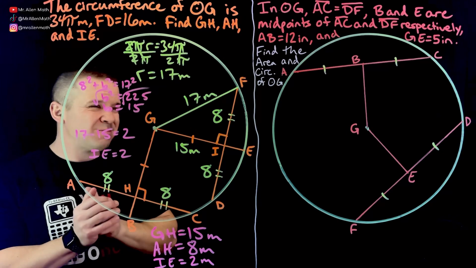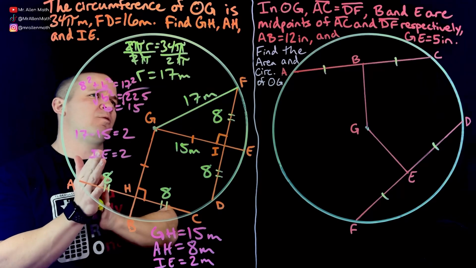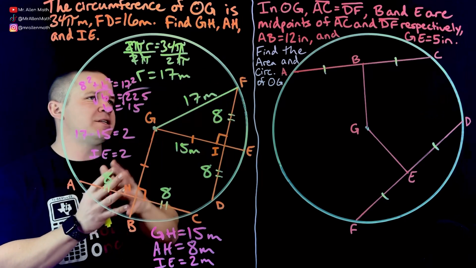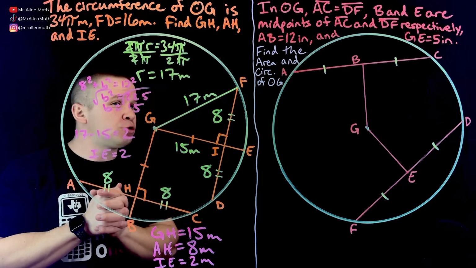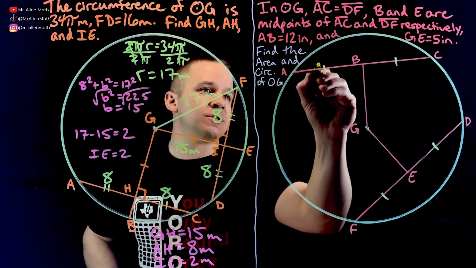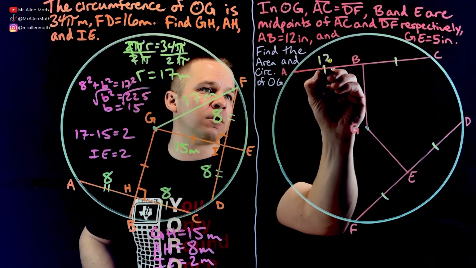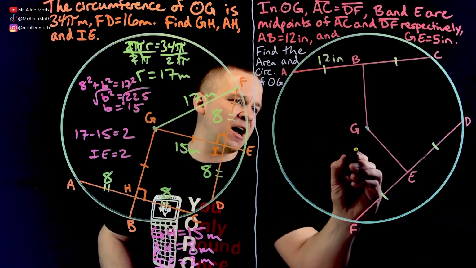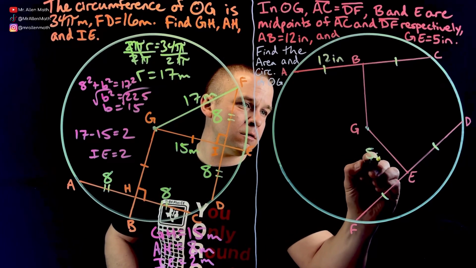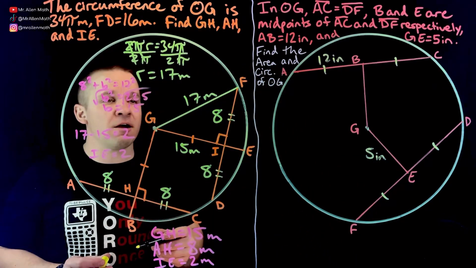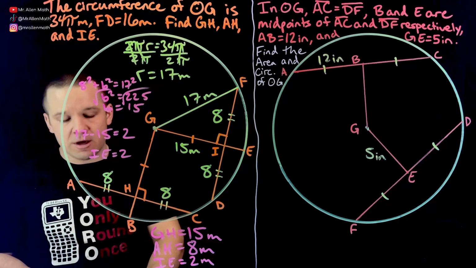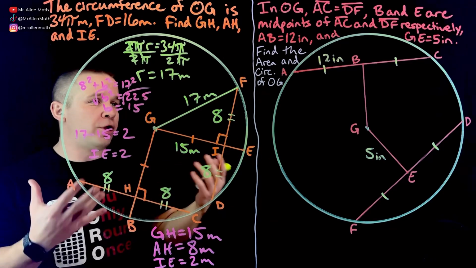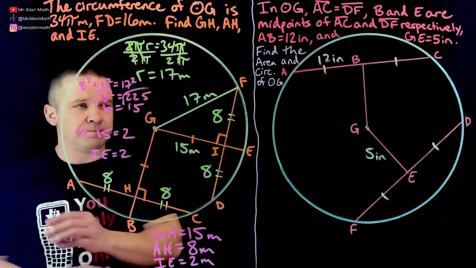Okay. And then we have AC and DF respectively. AB is 12. So this is 12 inches. Oops, there goes my ruler. And GE is 5 inches. Okay. We want to find the area and the circumference of circle G. Well, to find the area and the circumference of circle G, I need my radius. So my goal here is let's find our radius, right?